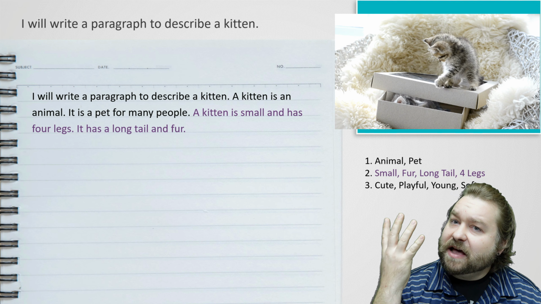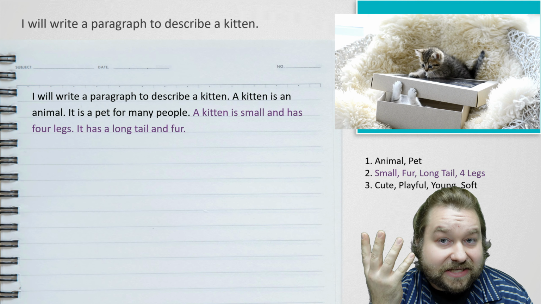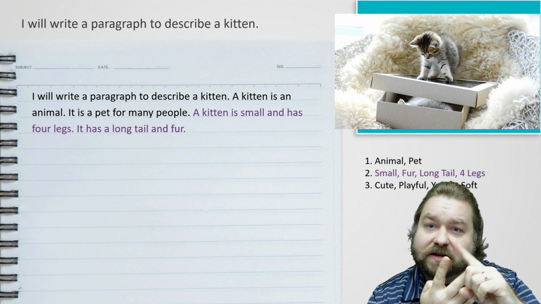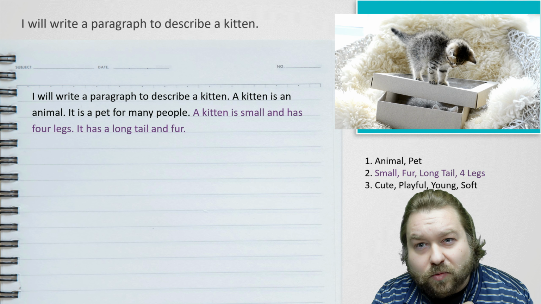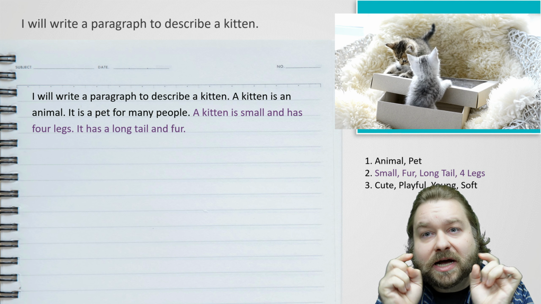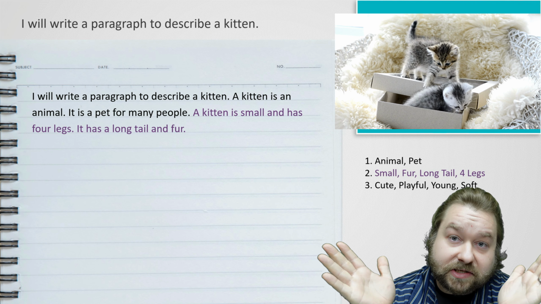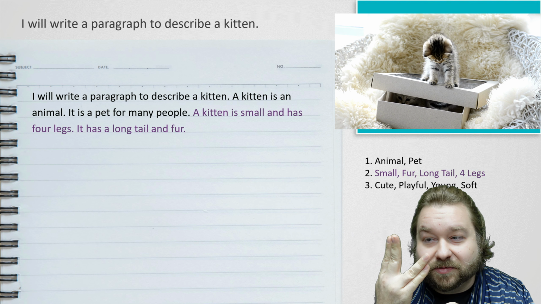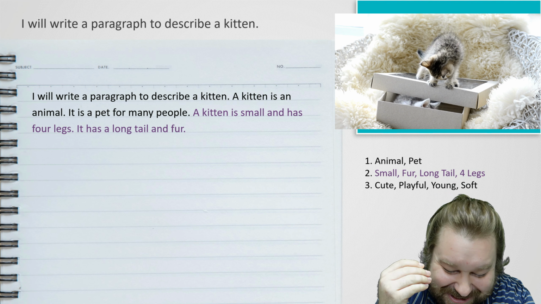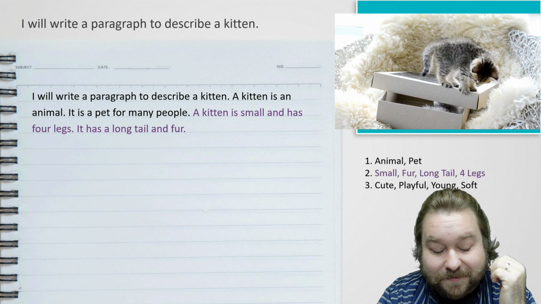Well, I have 4 descriptive details about this kitten. Do I want to make 4 separate sentences? I can, but we're smart enough to make compound sentences, right? That's what we want to do. We want to smush them together. 4 things means I can make 2 separate compound sentences. Now, let's look at these.